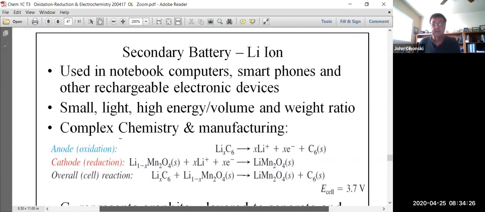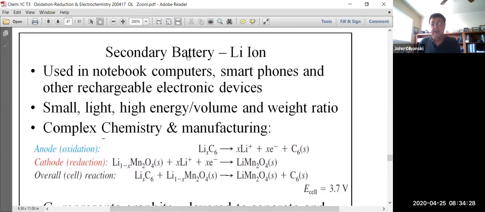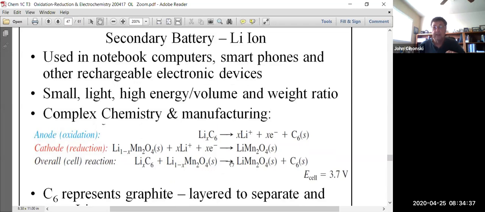Now let's talk about the secondary battery of the lithium ion type, okay? This is something similar to what you would have in your computer or smartphone. Let me say up front, what we are going to present is a general approach to lithium ion batteries. Each manufacturer will change some of the components here, as well as have other additives to improve the safety and performance of the system.